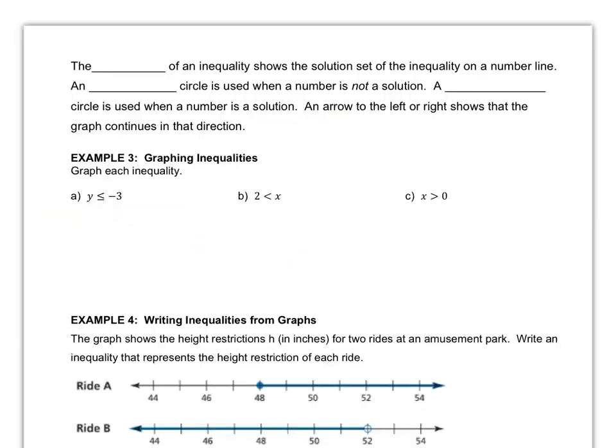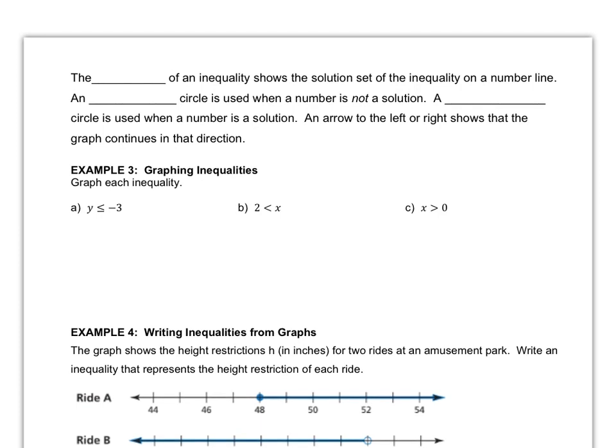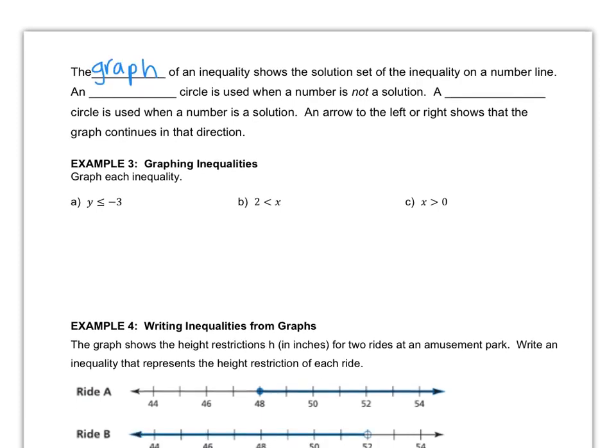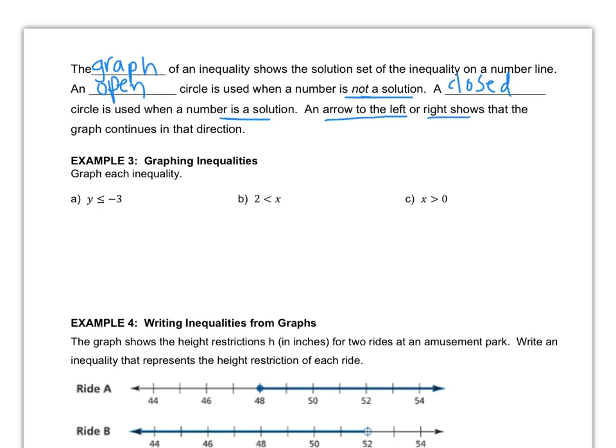This is also something that you did when you talked about inequalities. You talked about the graph of an inequality. And the graph of an inequality shows the solution set on a number line. An open circle is used when the number is not a solution, and a closed circle is used when the number is a solution. And then you decide, do you want an arrow to the left or to the right, depending on which way the solutions are. So you don't have to get super crazy with the number line by writing all these numbers. You just have to show the number and which way it's going.